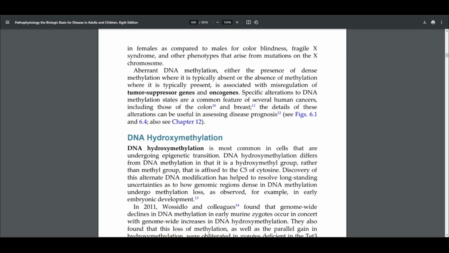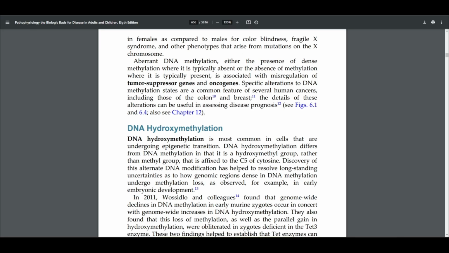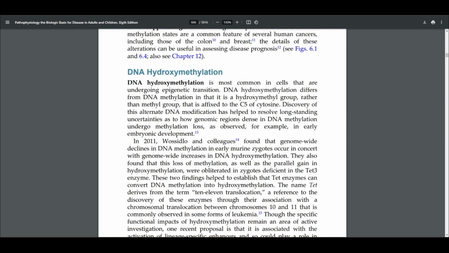Aberrant DNA methylation, either the presence of dense methylation where it is typically absent or the absence of methylation where it is typically present, is associated with misregulation of tumor suppressor genes and oncogenes. Specific alterations to DNA methylation states are a common feature of several human cancers, including those of the colon and breast, and details of these alterations can be useful in assessing disease prognosis.